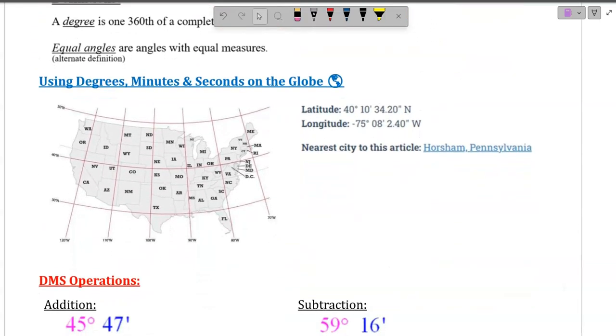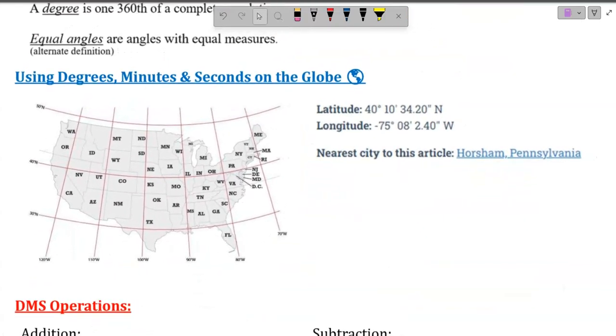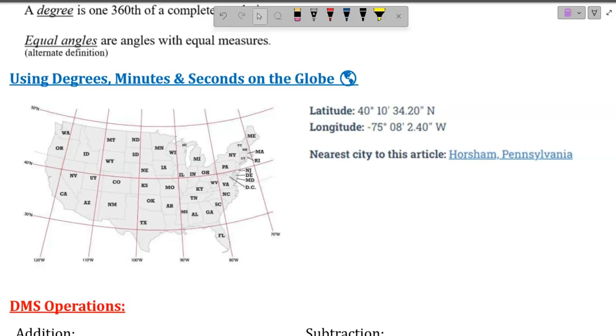And we can take a look at our globe. The globe is also divided up into degrees, and it's actually how we tell positions on Earth. GPS and different things that help you get directions, this is exactly what they use. And the coding for that is that we have latitude and longitude.